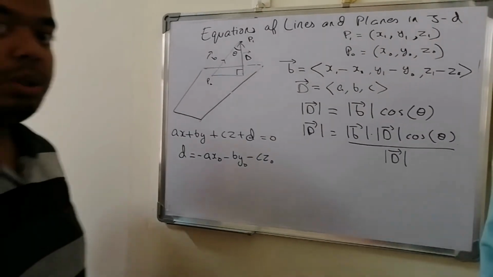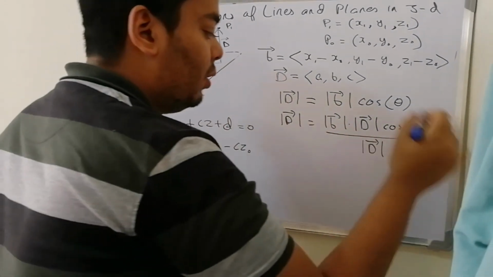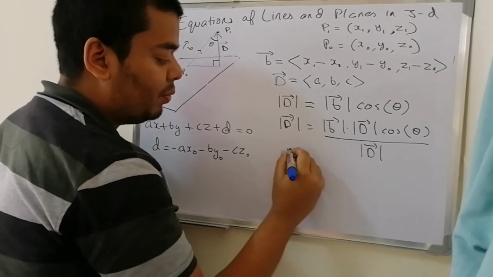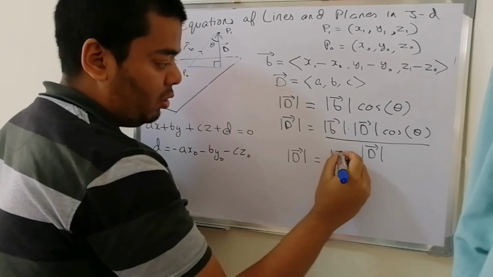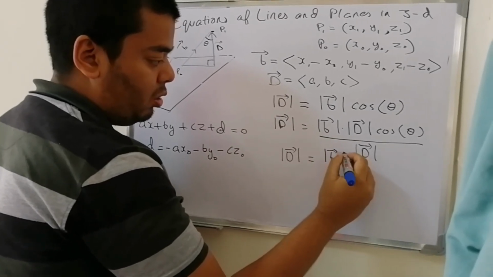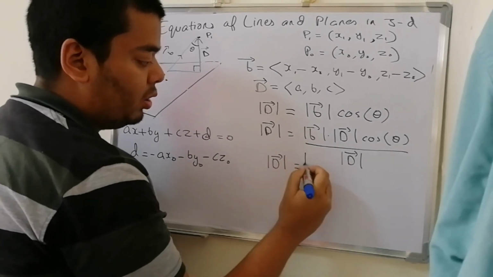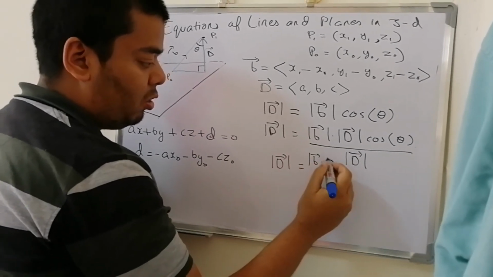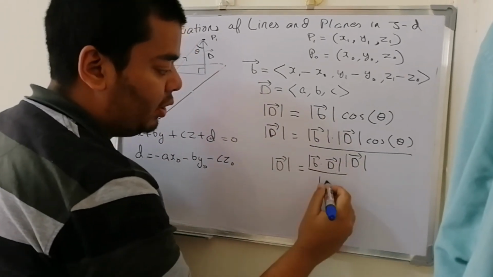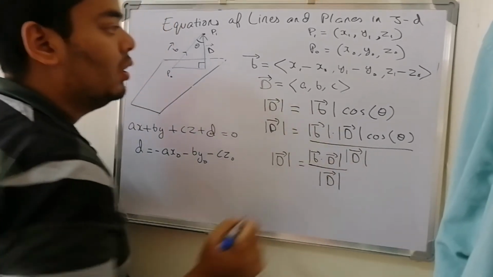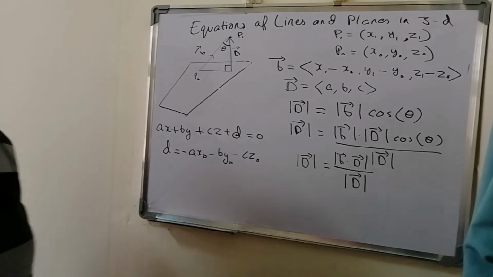We all know, in this video I have mentioned, or from your previous knowledge, that the numerator can be written as the dot product of vector B and vector D over the magnitude of vector D. So why I did this, because I didn't want the cos theta here.